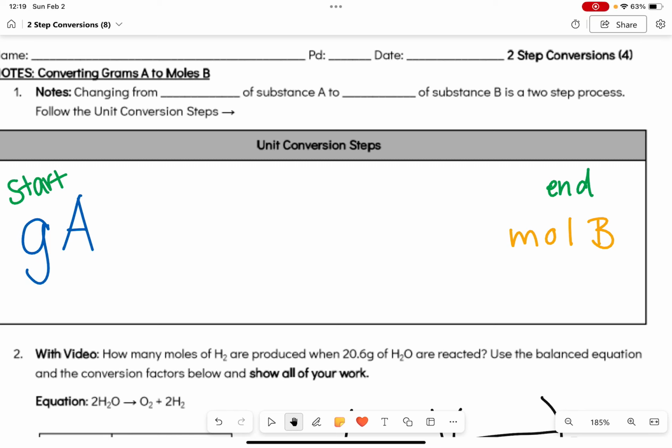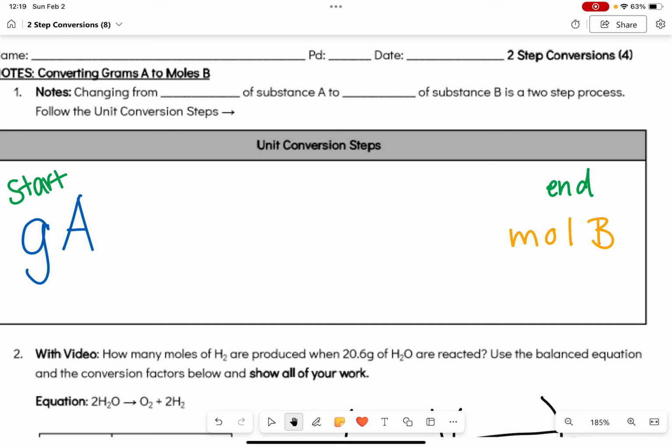In this video, I'm going to show you how to change between grams of one substance to moles of a different substance. Now, as I go through the video and write on the screen, you need to copy this down onto your worksheet. So feel free to pause and jot and then hit play when you're ready to continue writing and watching the video.